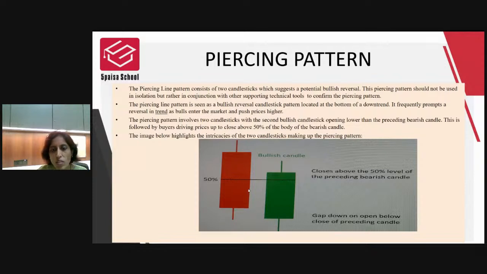So the buyers have entered the market, and they ensure that the prices close over and above 50% of the body of the bearish candle, as you can see. So they close above, you see this? They close above 50% of the body of the bearish candle. Alright? And the moment you see this kind of pattern, you understand that a bullish trend is likely to follow.